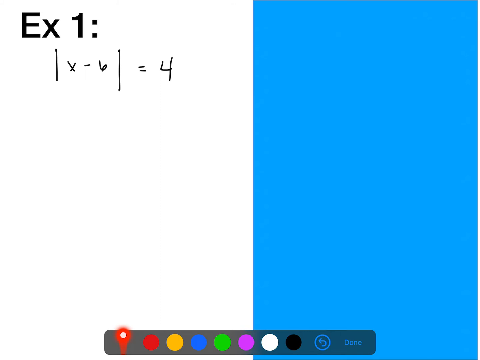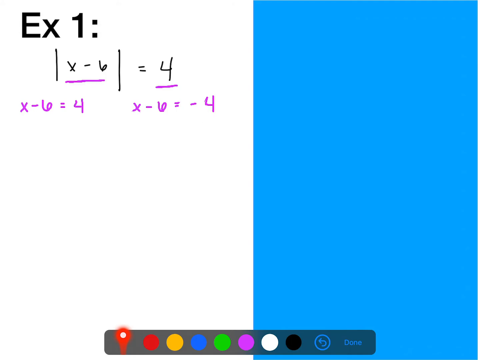So in order to solve, I'm going to take the inside of the equation, this x minus 6, and set it equal to 4. But I'm also going to take that inside x minus 6 and set it equal to negative 4. So it's basically like two problems in one. I'm solving for the positive answer and the negative answer, because I know if I had just a 4 inside these absolute value signs, the absolute value of 4 is 4. If it was negative in here, I would also get the absolute value of negative 4 equals 4. So I have to solve for both answers, the positive and the negative.